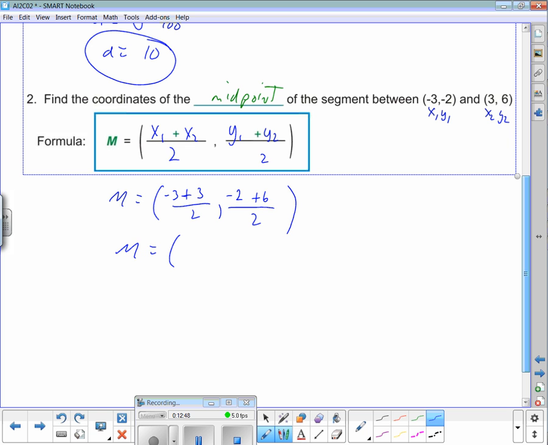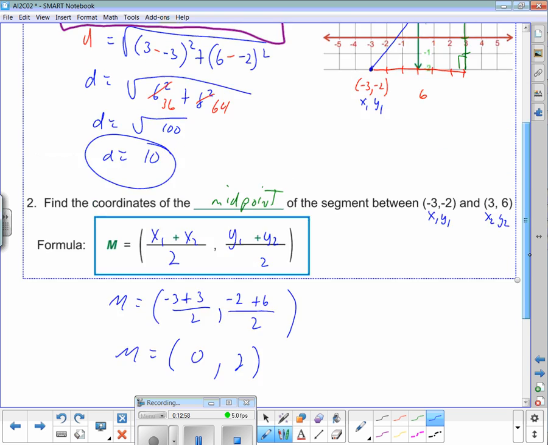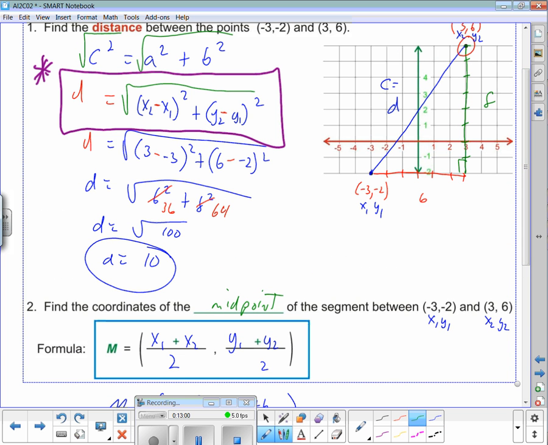All right, where are we at? -3 plus 3 is 0. 0 divided by anything is 0. -2 plus 6 is 4. 4 divided by 2 is 2, and the coordinates of the midpoint are (0, 2). Do we like that answer? Well, if you go back, it would put the midpoint right there, and that surely looks like the midpoint to me, right?